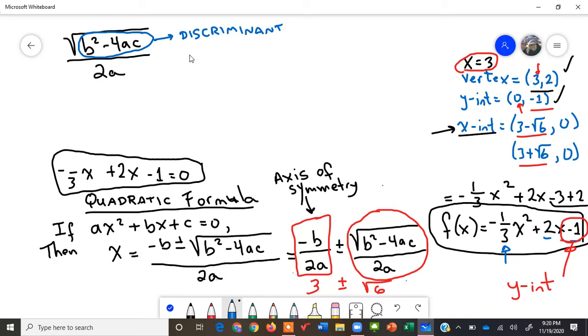Notice that if this discriminant equals 0, then we are not adding or subtracting anything. So we just have our axis of symmetry, which is also our one x-intercept, which means that the vertex touches the x-axis. So when this equals 0, you only have one x-intercept, which is the vertex. So the vertex is on the x-axis.